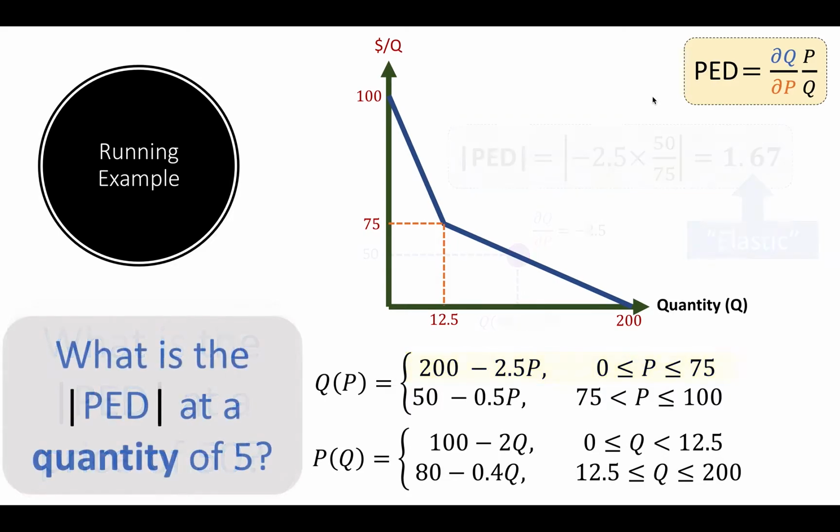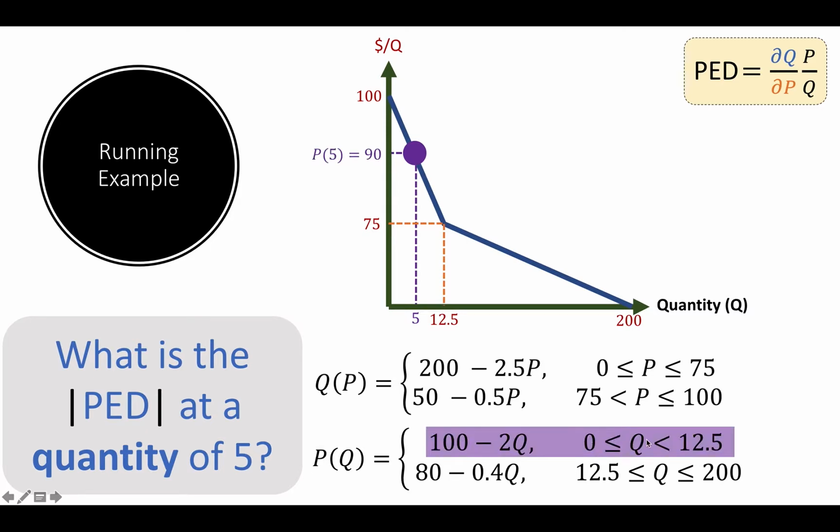All right, so let's try a different variation. So we can say, what is the PED at a quantity of 5? Okay, so a quantity of 5, that's like way down here, which is way up here, right? And so it's much steeper. So how do we do that? Well, I've given you a quantity, which means I go to the inverse demand. I need to look at which range 5 is in. It's in this range, okay? So I plug 5 into this formula. 10 minus 2 times 5 gives me 90. So the price is 90 for a quantity of 5.